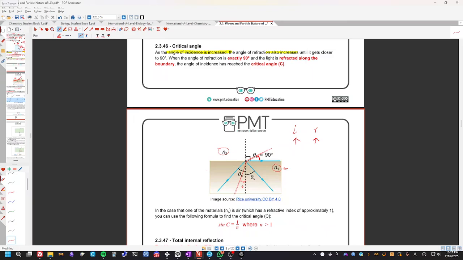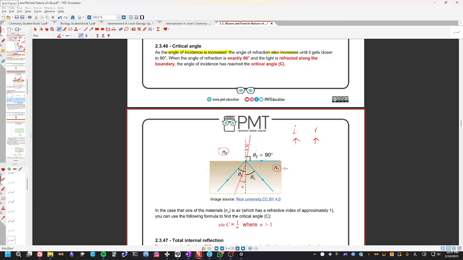This is the normal, so it's the angle from the normal. This one looks like a 45, so now it's going to decrease to maybe a 20. It's going to decrease in both. The more and more you increase this angle, the more and more you increase this angle, right?